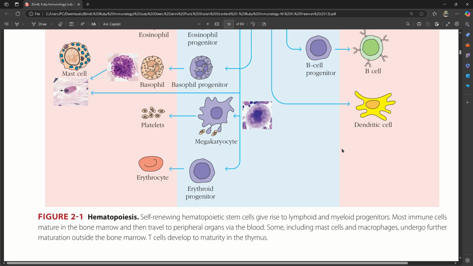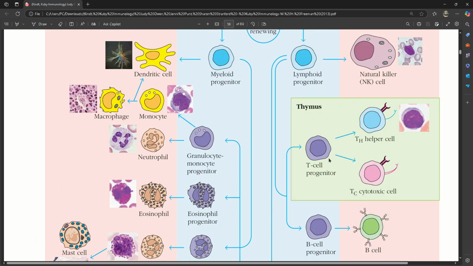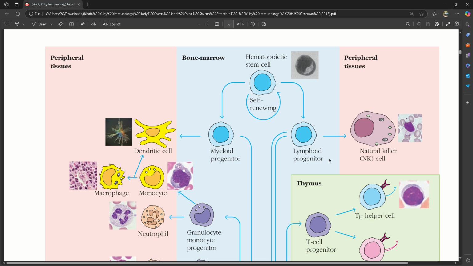Hello students. So today I will talk about this process of hematopoiesis. So hematopoiesis is the process of production of different components, different cells of the blood from stem cells, and these stem cells are hematopoietic stem cells. So these hematopoietic stem cells are in the bone marrow.